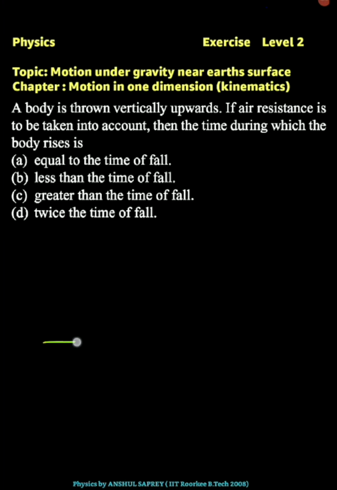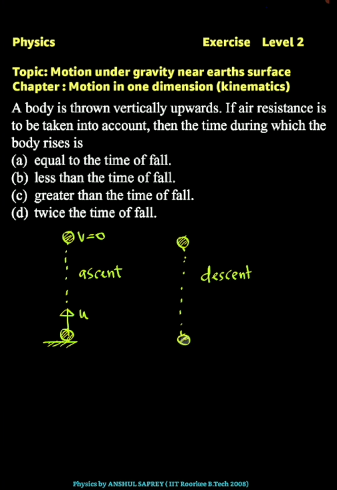Now suppose this is the ground and the ball is thrown up with some velocity u. It will go up, reach the topmost point, and its velocity will become 0. This is the case of ascent. And during descent, what will happen? From the same point the ball will come down and hit the same point on the ground, so the magnitude of displacement in both cases is the same.